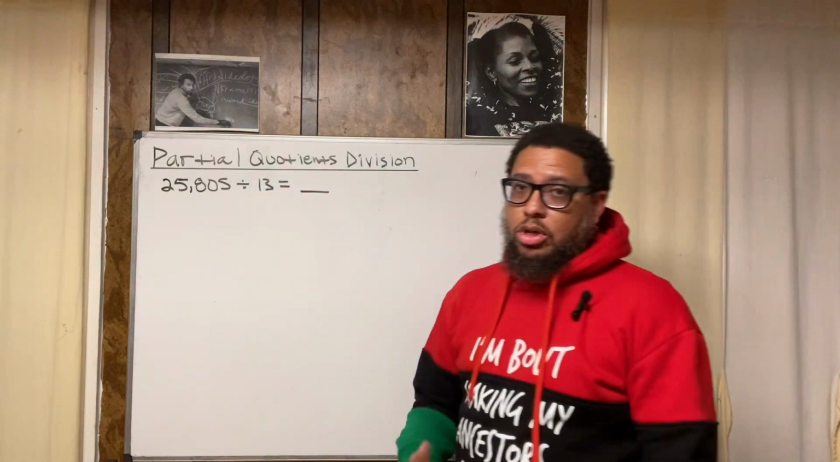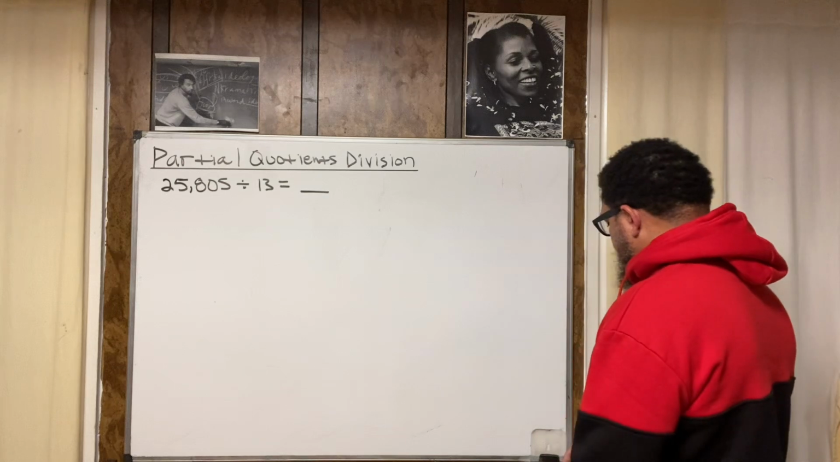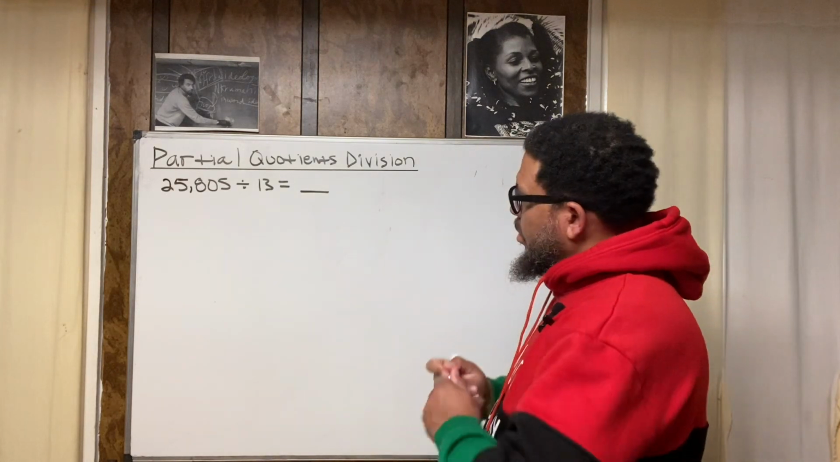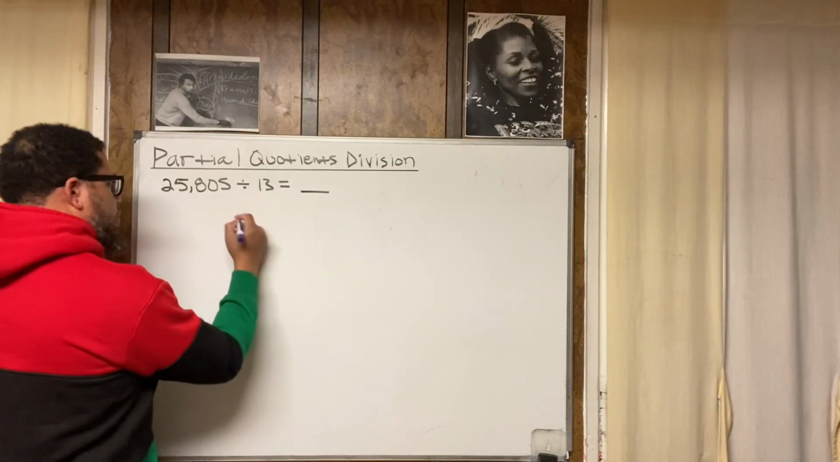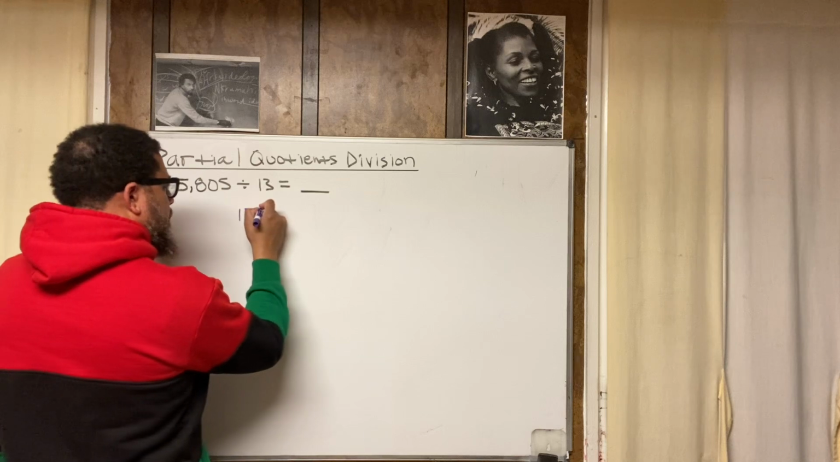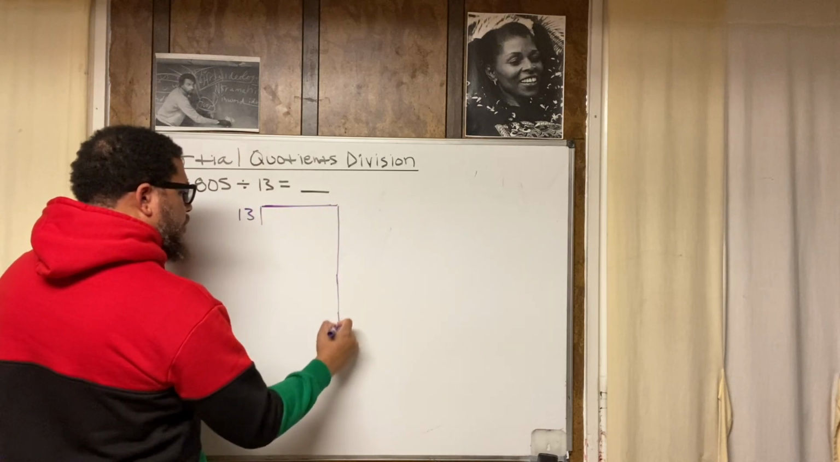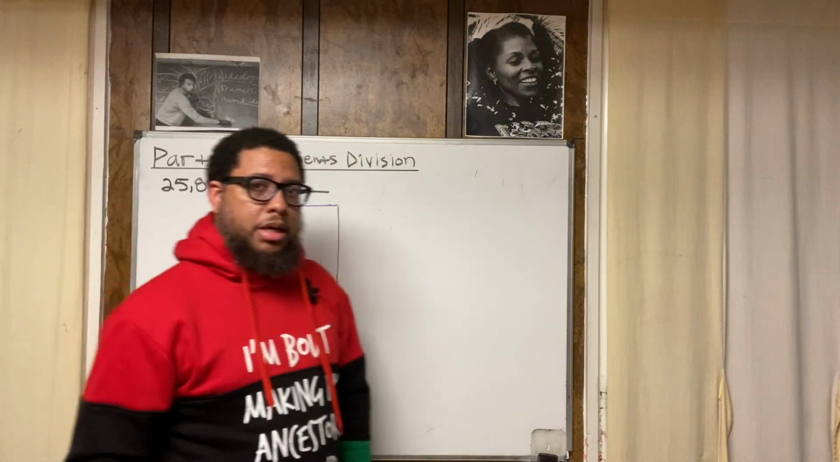So we're not using long division. We're using the partial quotients method of division. So that looks like this. You take the divisor and you write it right here, and then you put a vertical bar, then a horizontal bar, and then you draw another vertical bar, but further down, right? It looks like hangman, right?